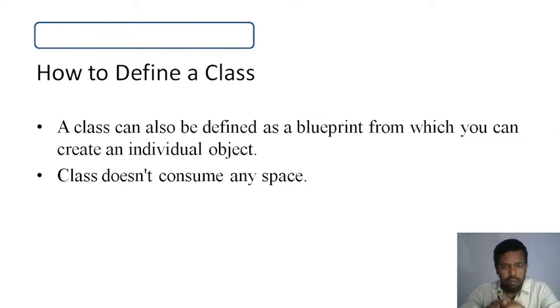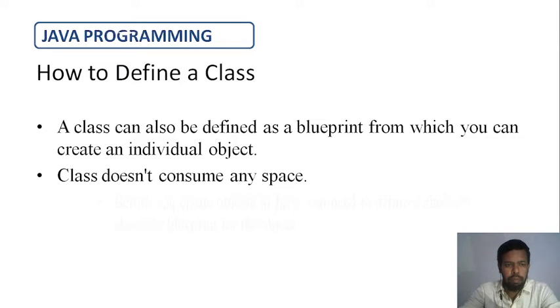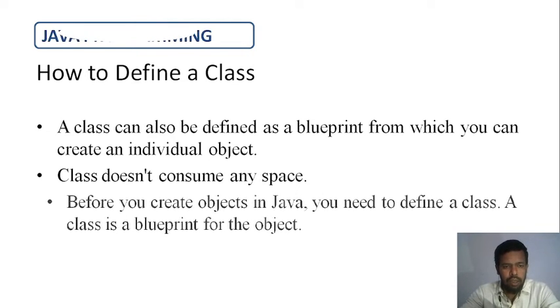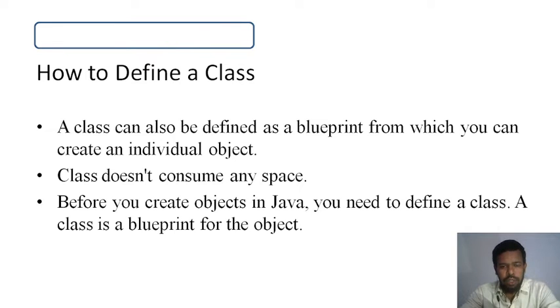The class is where we define the program. In the main method we access the class with the help of an object. So an object consumes memory; a class cannot consume any space. The next thing: before you create an object in Java, you need to define a class. I have already told you just now, a class is a blueprint of the object.